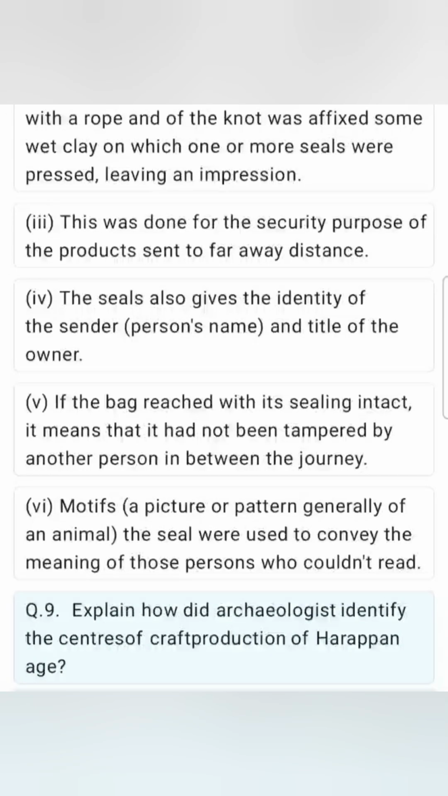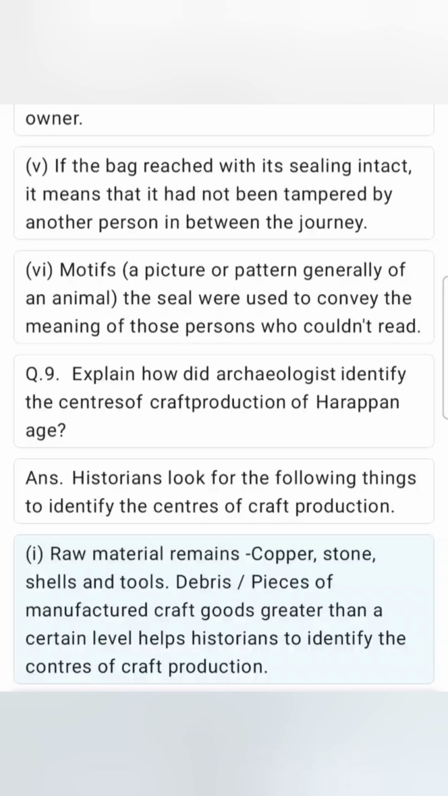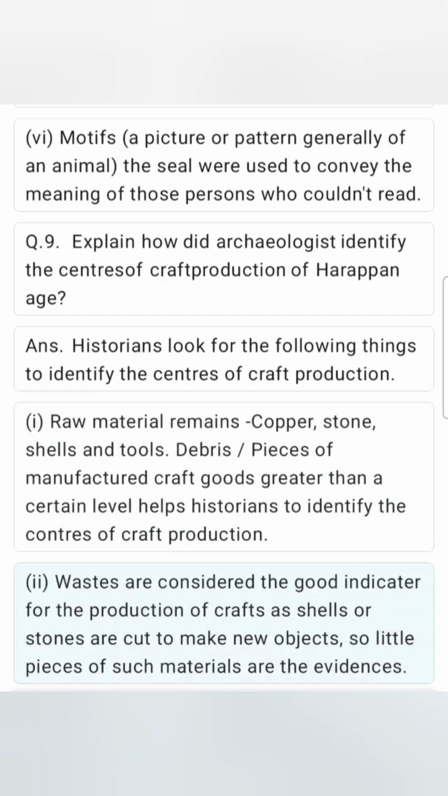Q. 9. Explain how archaeologists identified the centers of craft production of the Harappan age. Ans. Historians look for the following things to identify the centers of craft production. I. Raw material remains: copper, stone, shells and tools. Debris, pieces of manufactured craft goods greater than a certain level, help historians to identify the contours of craft production. II. Wastes are considered a good indicator of the production of crafts, as shells or stones are cut to make new objects, so little pieces of such materials are the evidence.